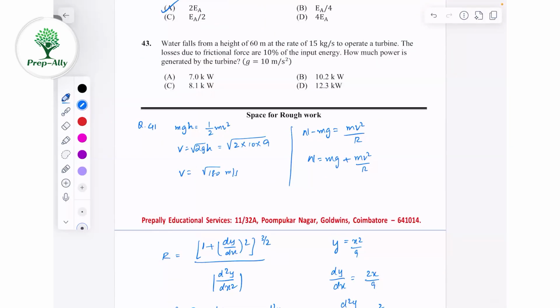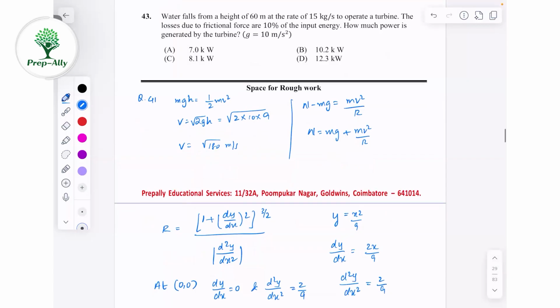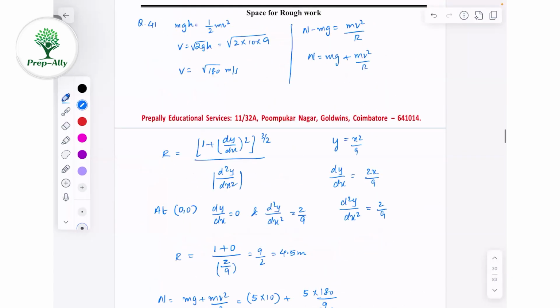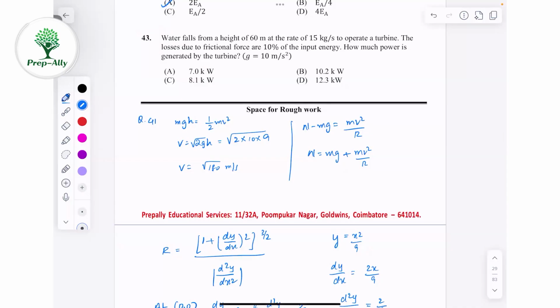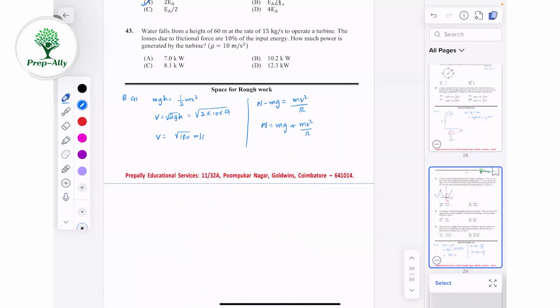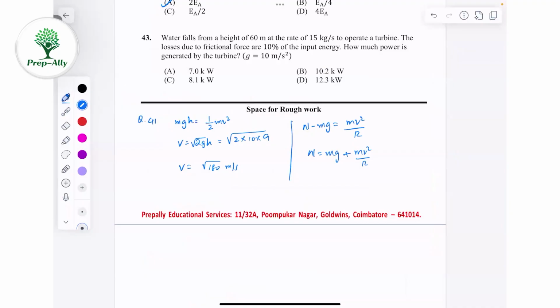Question 43. Water falls from a height of 40 meter at a rate of 15 kg per second to operate a turbine. The losses due to frictional force are 10% of the input energy. So how much power is generated by the turbine? So in 1 second, 15 kg of water will fall, and all energy of water is getting converted into the kinetic energy of the turbine with 10% loss. Okay.